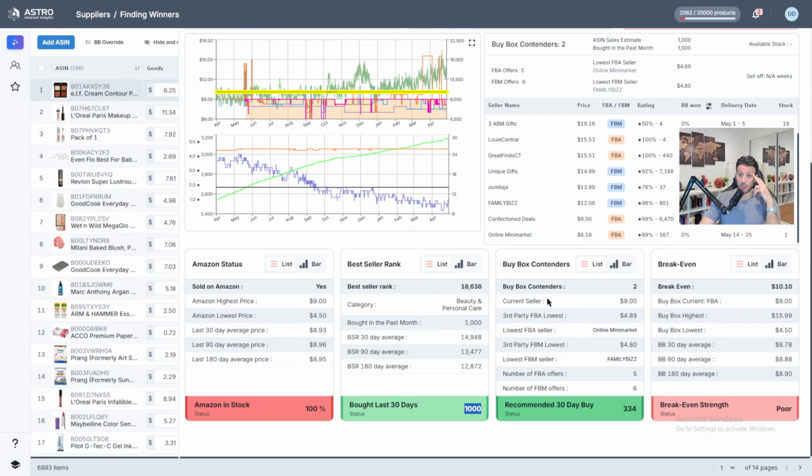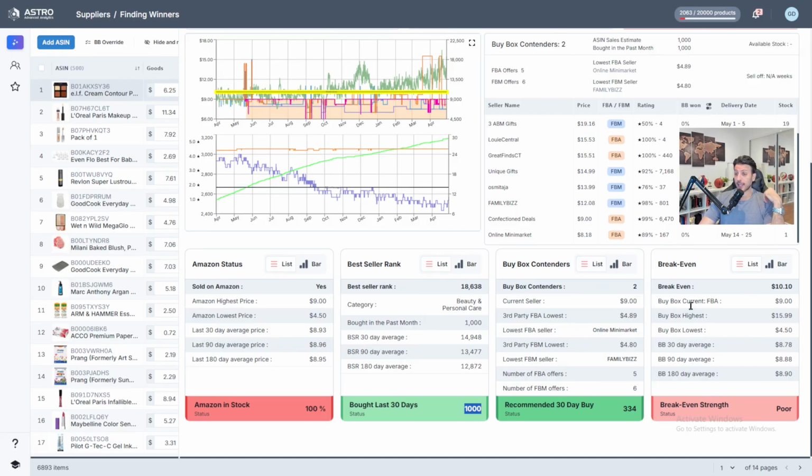Next, we're looking at the buy box and the contenders and how many sellers there are. So there's, like we said, 5 FBA offers and 6 FBM offers on this one. And based on the actual buy box contenders, people that are close to the buy box price, we're looking at around 334 sales because we're coming on as the 3rd buy box contender. So that'll be 334. But this is the most important stat in my opinion, the break-even strength. So this one is poor.